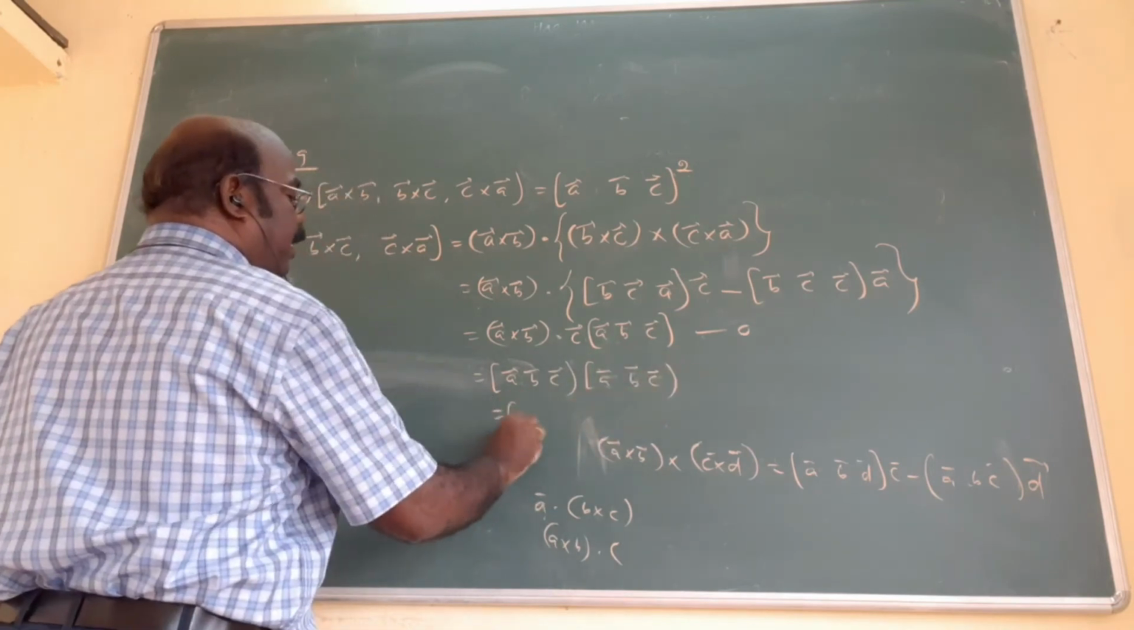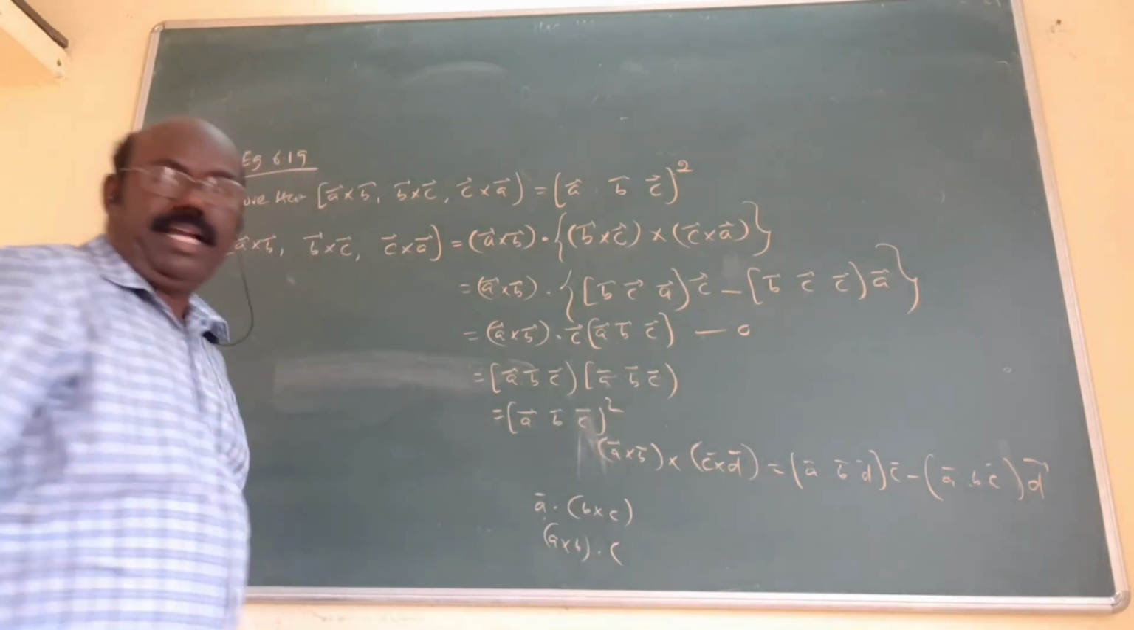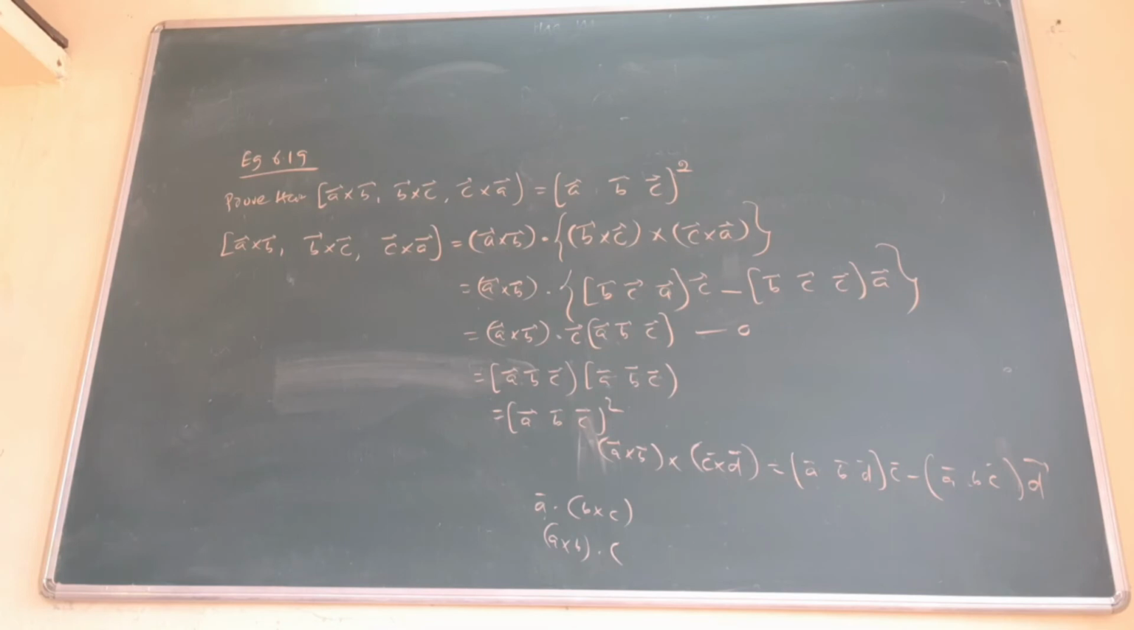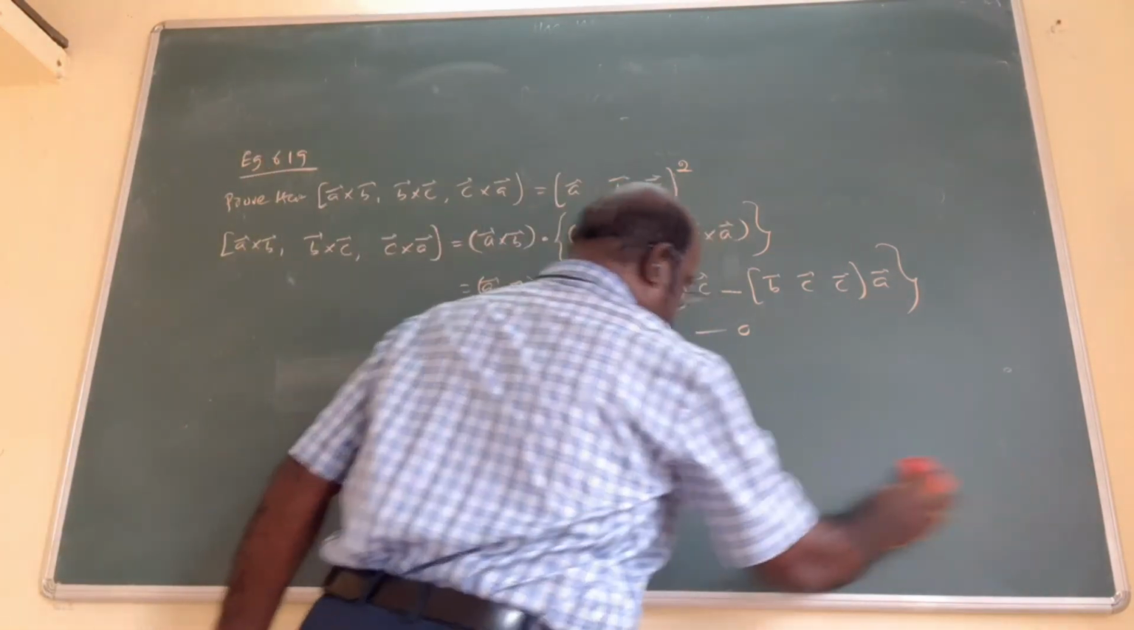Now [A B C] is the whole square. This is the answer. Actually, by using this formula, the vector four-point formula, this formula is mentioned clearly in the report. That's all.